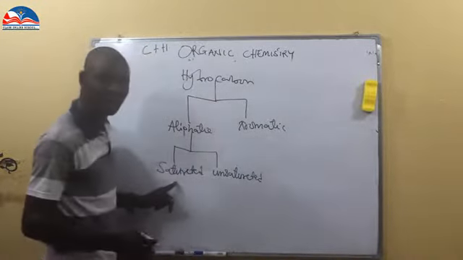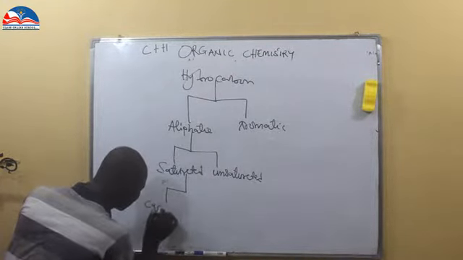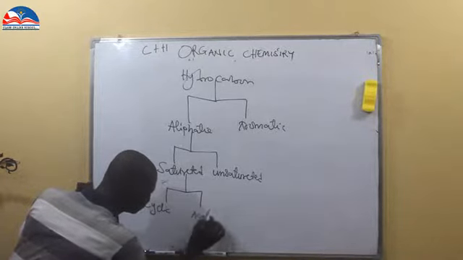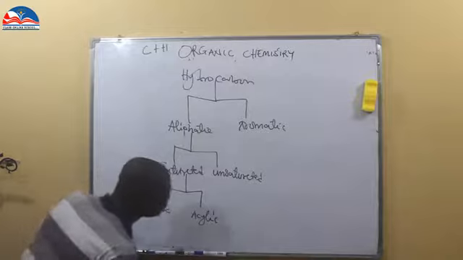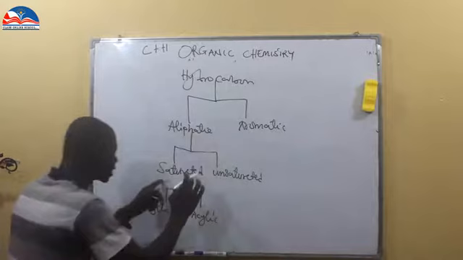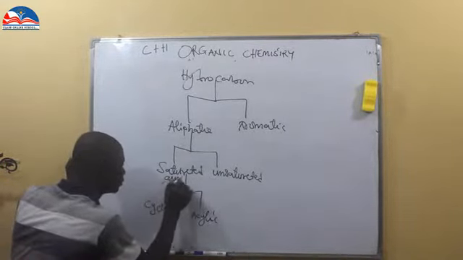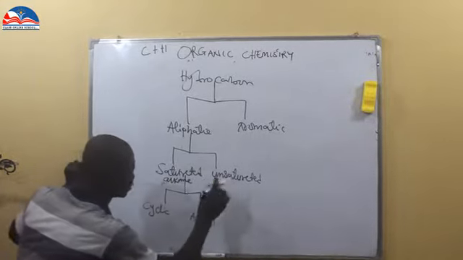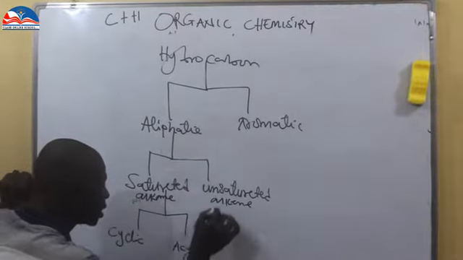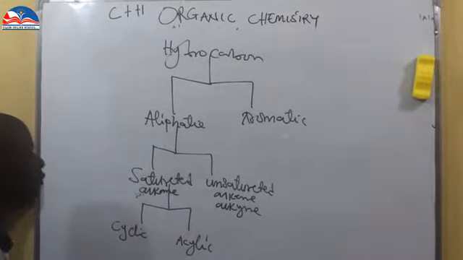Then saturated is divided into two again: you have what we call cyclic, and you have what we call acyclic. Then aromatic. When you come to saturated under aliphatic, you have examples of saturated. An example of them is what we call alkane. An example of unsaturated is what we call alkene, and another one they call alkyne. These are the examples of unsaturated.